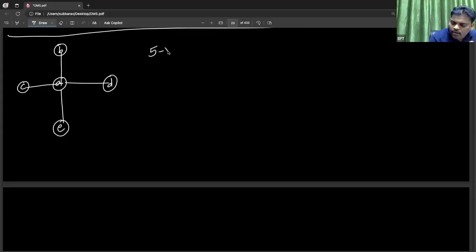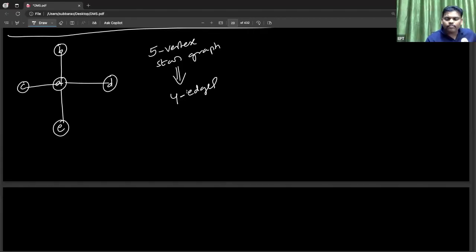Remember, everyone listen, this is called a 5 vertex star graph. See, it is in the form of a star. A 5 vertex star graph contains 4 edges, because one person is in the middle. And one more beauty. Listen, one more beauty.